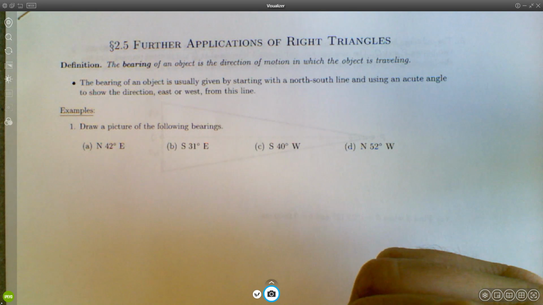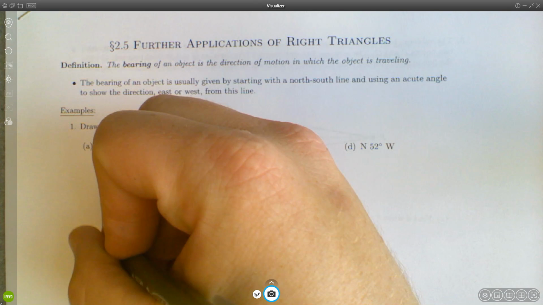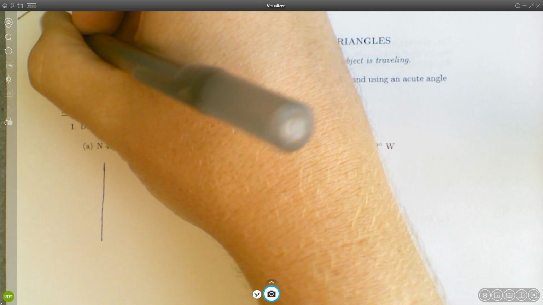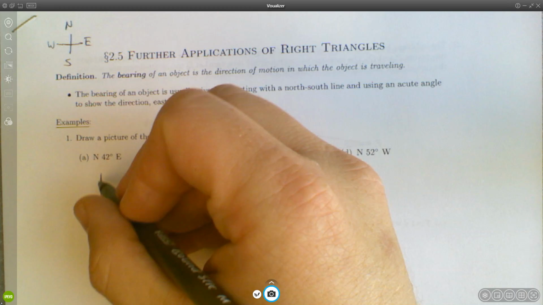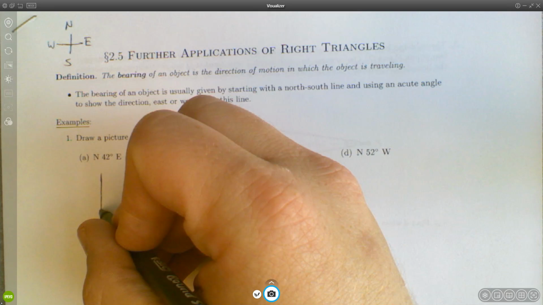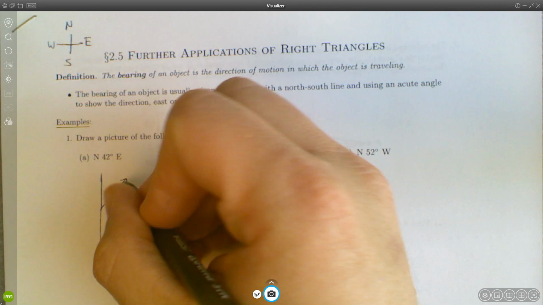So let's do north 42 degrees east. What that means is we start with the north-south line, and remember the cardinal directions. I always remember, never eat soggy waffles, right? But anyway, north 42 degrees east. That means that from the north, we're going to go 42 degrees east. I should have used a dotted line, but anyways, maybe something like this. That's north 42 degrees east.